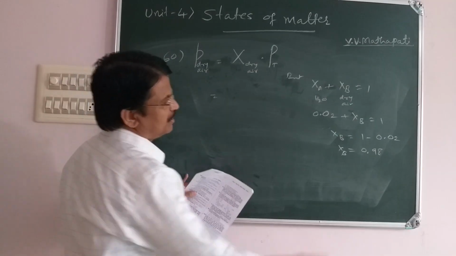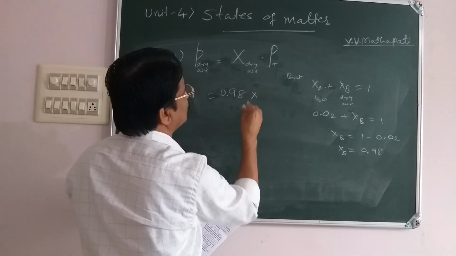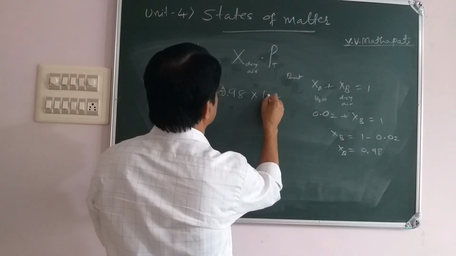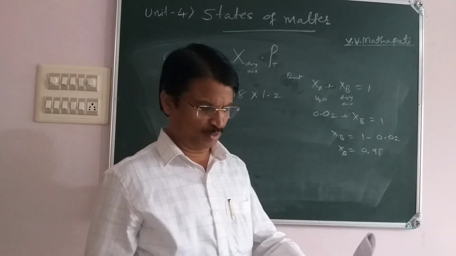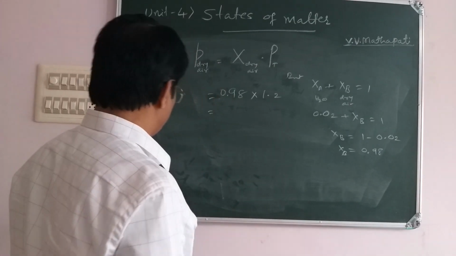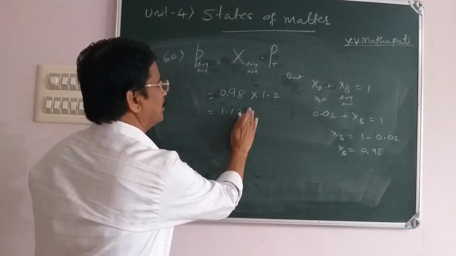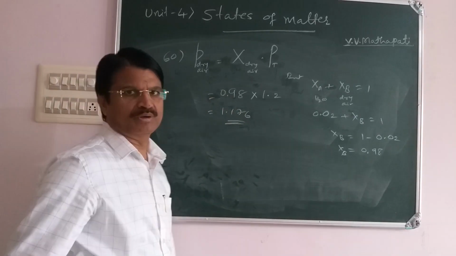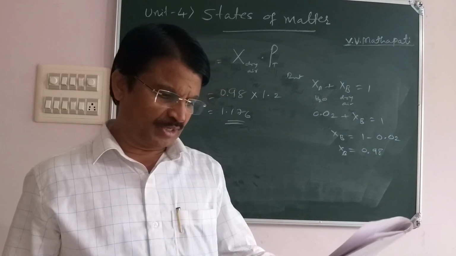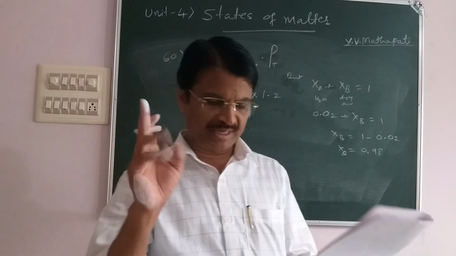Substitute this value, 0.98, into the total pressure 1.2, and we get the answer 1.176 when you multiply these two. So the answer is 1.176, that is option 3. Next, question 61. Now you have to read the question very carefully.